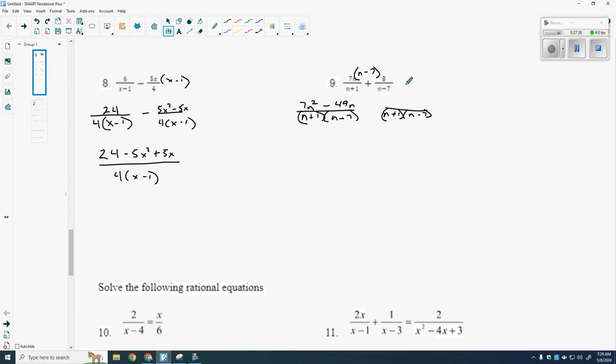What's in my common denominator that is not in the original denominator? How about an n plus 1? Multiply the top by n plus 1. I get 8n plus 8. This is addition, so nothing gets distributed over here. I get 7n squared. Combining like terms, I get negative 41n plus 8, all divided by n plus 1, n minus 7.